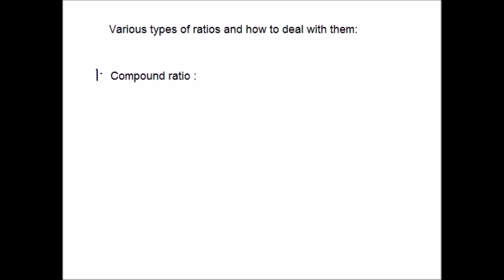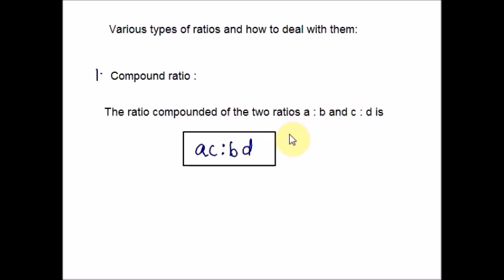The ratio compounded of the two ratios A is to B and C is to D is... This is the definition of compound ratio. You just have to multiply the first and third and second and fourth. Does this make sense to you? Okay, let me show you few examples for your better understanding.